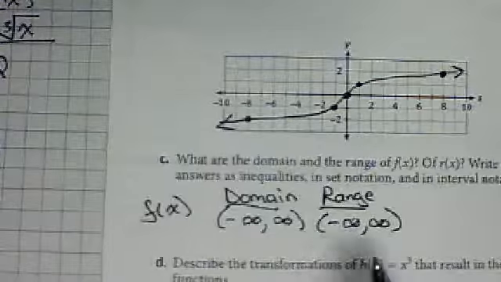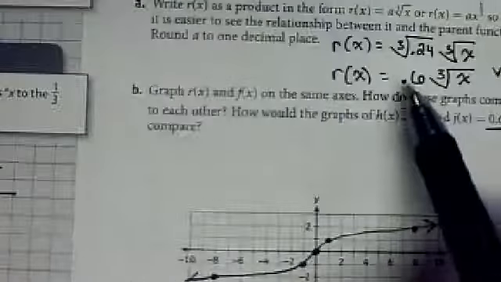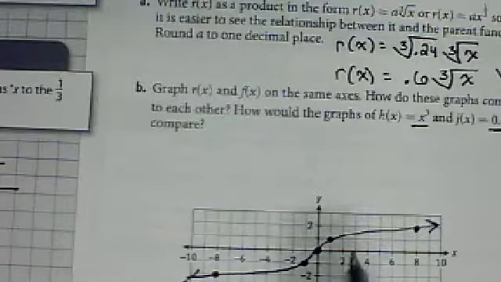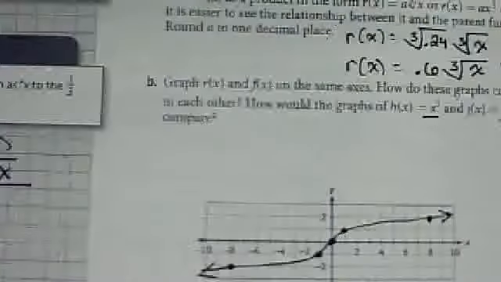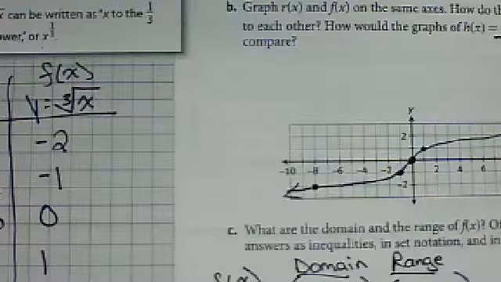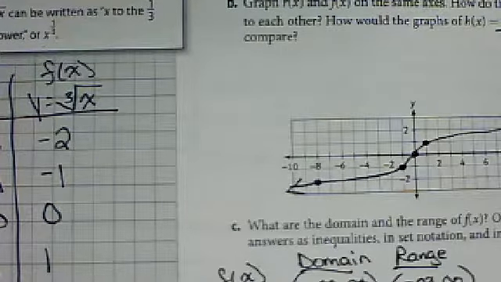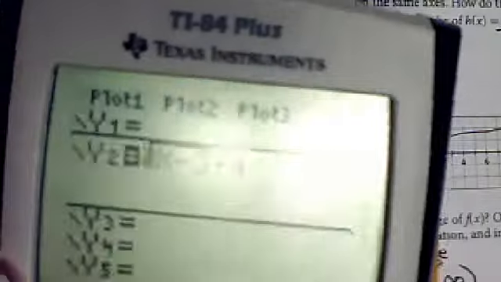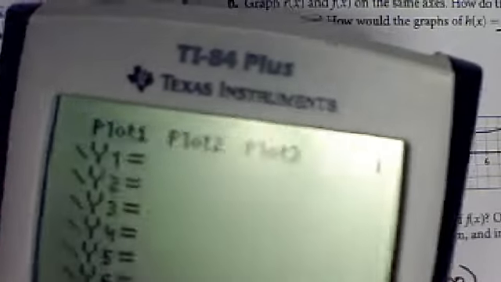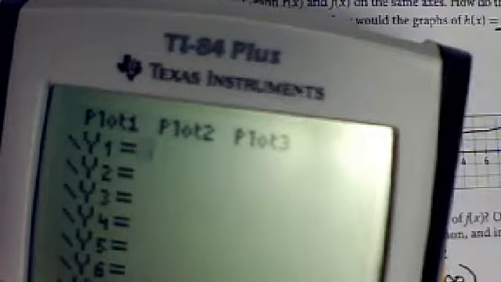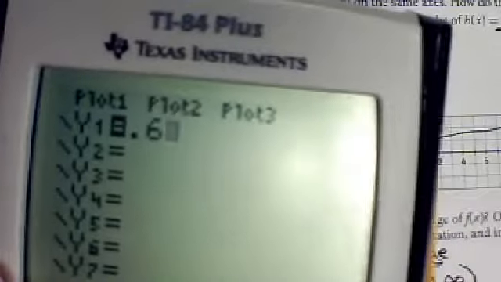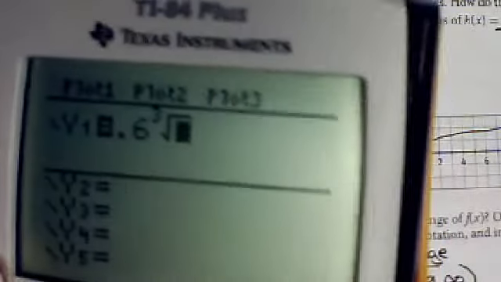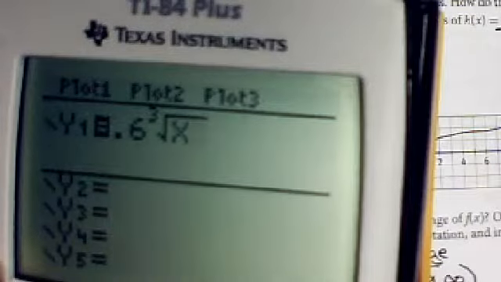Now let's look at what happens when we apply that transformation. We're going to be multiplying our y values by 0.6. We could also look at the table, huh? So if you're going to put this in the calculator, it'd be 0.6, and then if you want to use the cube root symbol, there it is under 4, cube root of x.